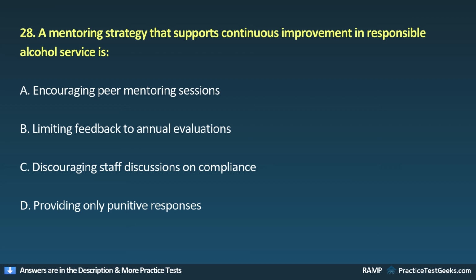28. A mentoring strategy that supports continuous improvement in responsible alcohol service is: A. Encouraging peer mentoring sessions. B. Limiting feedback to annual evaluations. C. Discouraging staff discussions on compliance. D. Providing only punitive responses.